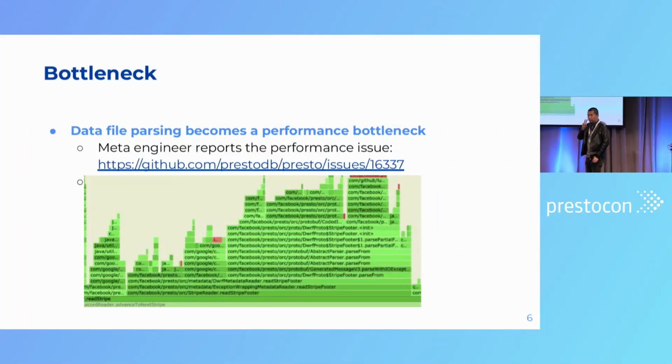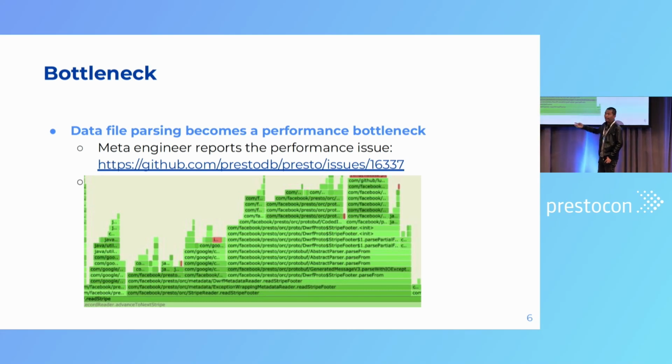We are seeing two kinds of performance issues. The first one is this: we are trying to speed up our I/O by using local cache, but we are seeing the CPU usage is 100%. And by checking this flame chart, we are seeing a lot of CPU is just on the stripe or the metadata parsing. That's the first one.